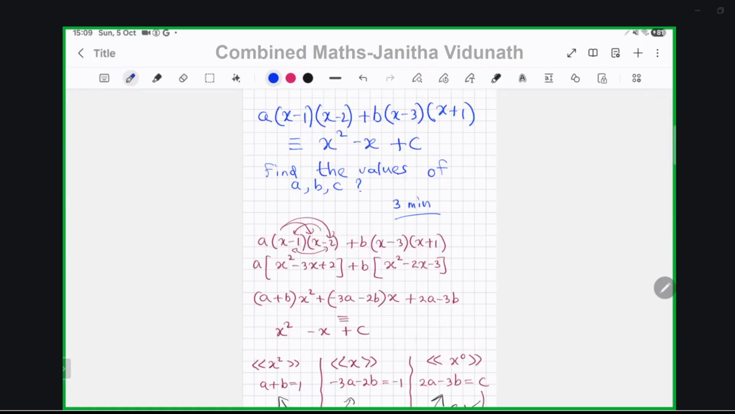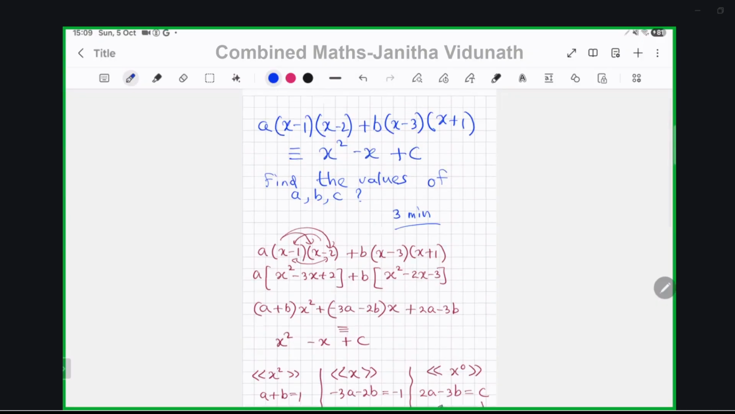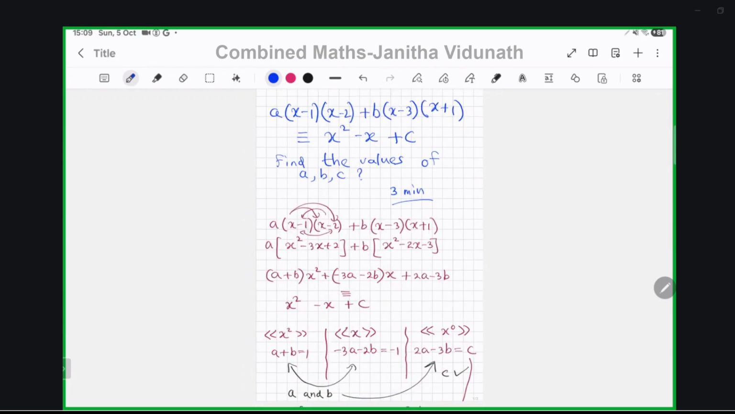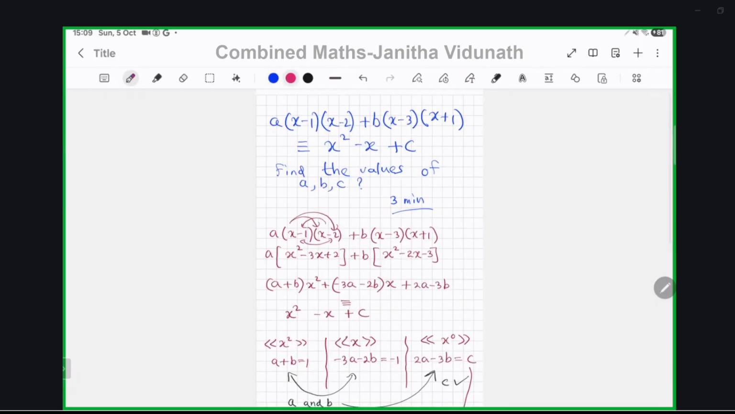In the last session, we discussed how to solve questions with identical polynomials. If two polynomials are identical, then we can compare the corresponding coefficients and find the value of any variables. Here, this is the last question we discussed on the previous day. This is the polynomial on the left hand side, and this is the polynomial on the right hand side. Both polynomials are identical.